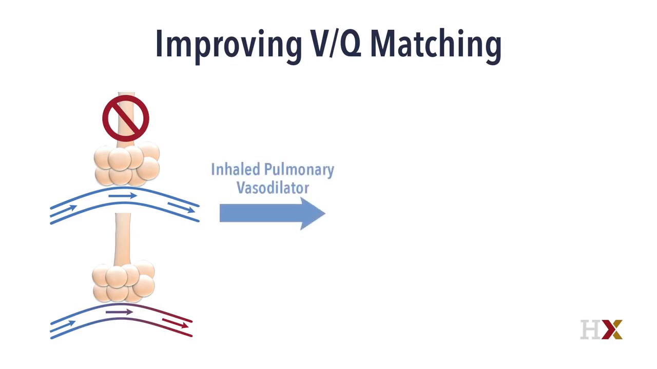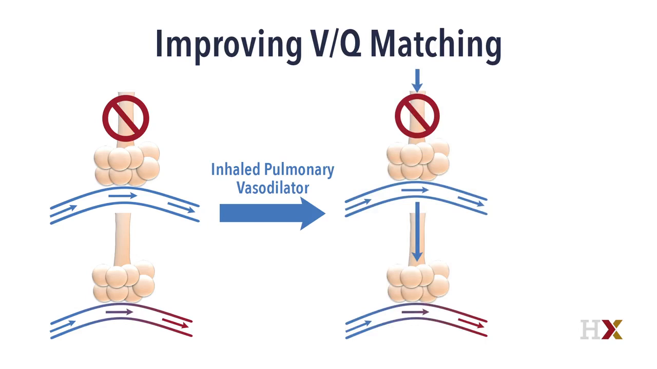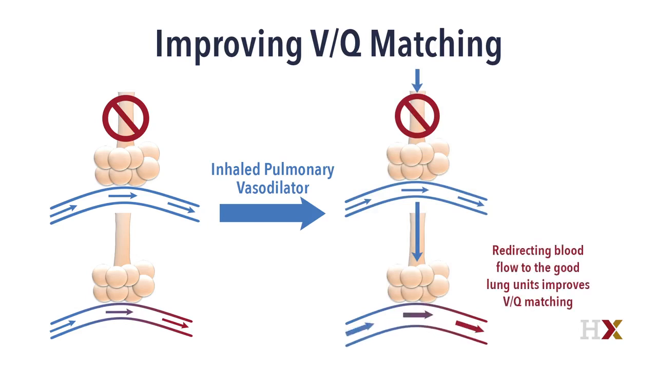When we instill an inhaled pulmonary vasodilator, it doesn't go to the lung units that are ineffective due to the pathology. However, it will go to the effective lung units and cause vasodilation. By this mechanism, it redirects blood flow to the good lung units, thereby improving VQ matching. What we see is an improvement in oxygenation. Unfortunately, inhaled pulmonary vasodilators have never been shown to improve mortality.